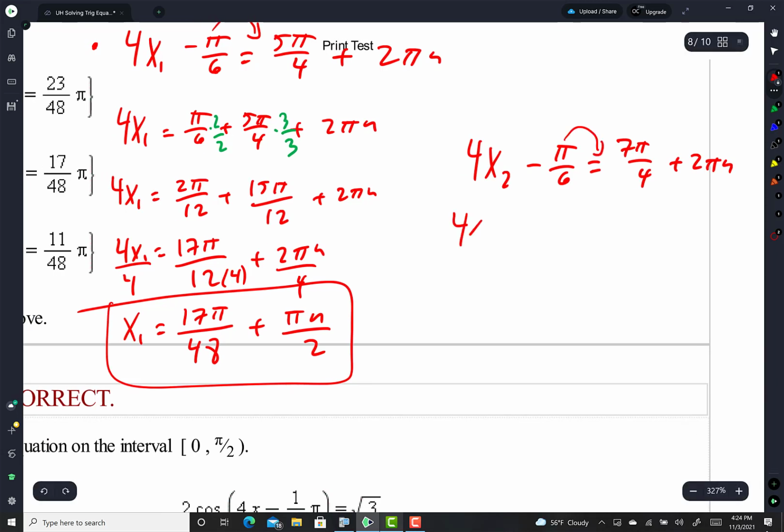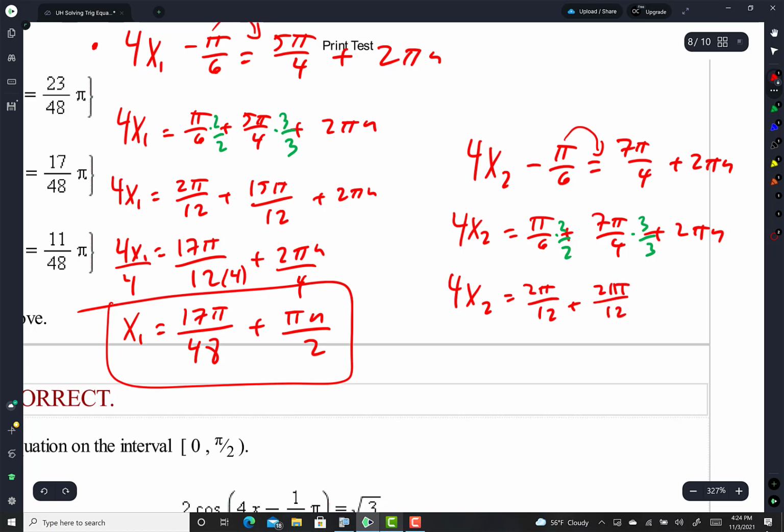Plus pi over 6. So 4x2 equals pi over 6 plus 7 pi over 4 plus 2 pi n. So again, we're doing the same thing, guys. I'm going to multiply this guy by 2 over 2, this one by 3 over 3. Why did I do that? To get a common denominator. 2 pi over 12 plus 7 times 3, 21 pi over 12 plus 2 pi n. So now I'm going to have 4x2 equals 21 plus 2, 23 pi over 12 plus 2 pi n.